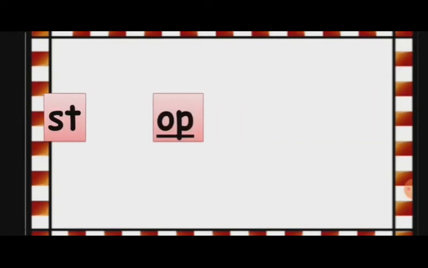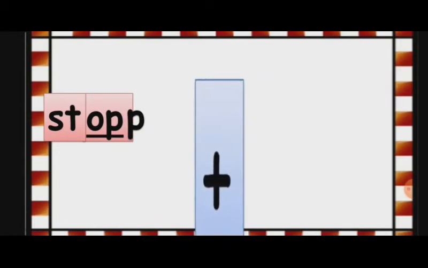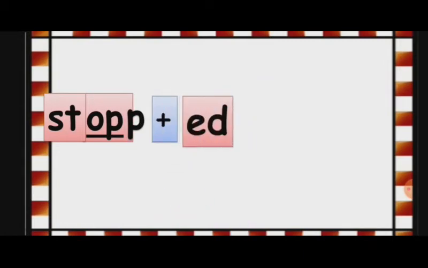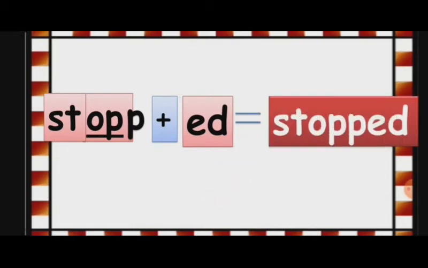Stop, S-T-O-P, stop. The last alphabet is P, which is a consonant, and before it O is there, which is a vowel. So, in this case, the last alphabet, that is P, will double itself. Then we will add ed, which makes the word as stopped, S-T-O-P-P-E-D. And this is the past form of stop.